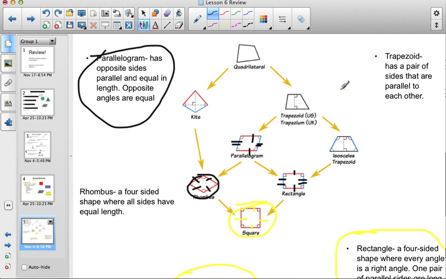Next we have the trapezoid, and what you need to know about the trapezoid is it has just one pair of parallel sides. So this is a parallel side, but these are not parallel because they will eventually run into each other.